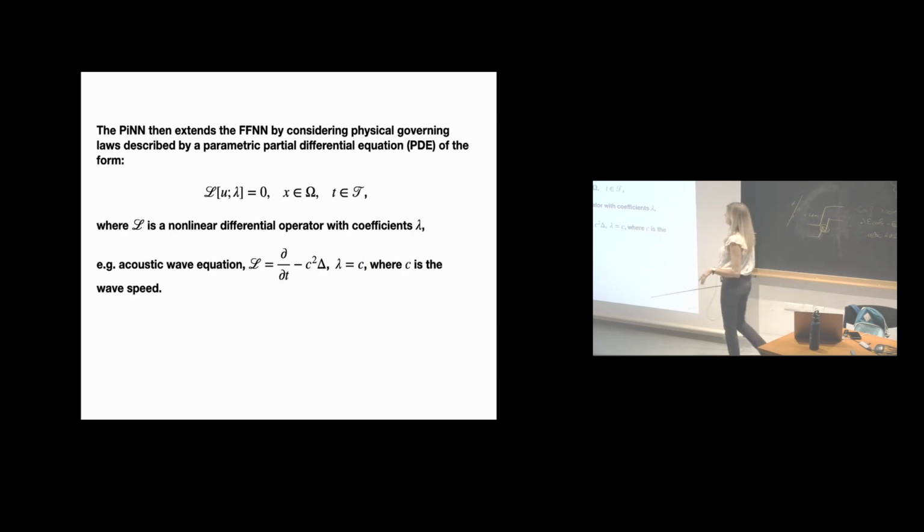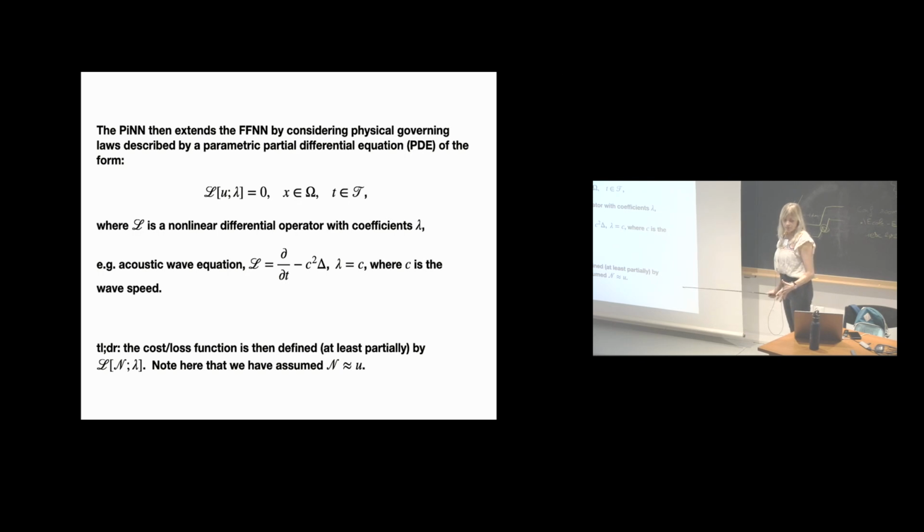The PINN extends the feed-forward network by considering physical laws described by a parametric PDE. So I'm writing it in this form, and I'll explain why later, but you can write a PDE using a nonlinear differential operator L, which acts on u with parameter lambda. For example, if you're looking at the acoustic wave equation, in one, or I guess any dimension here, that should be a second order temporal derivative minus c squared times the Laplacian. So this lambda is your parameter, and it's just the coefficient of the problem you're solving. TLDR, the cost of the loss function is defined by taking this nonlinear differential operator and plugging in n, which is the output from the neural network.